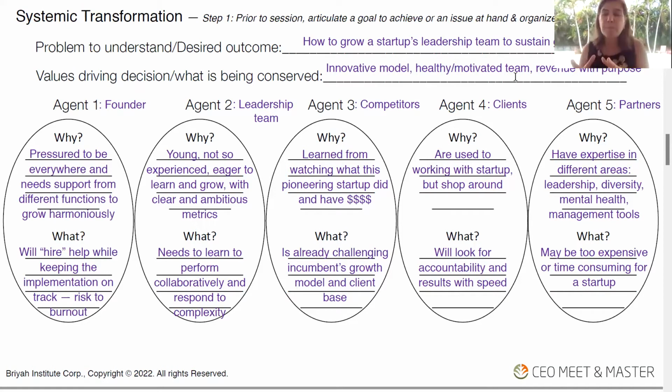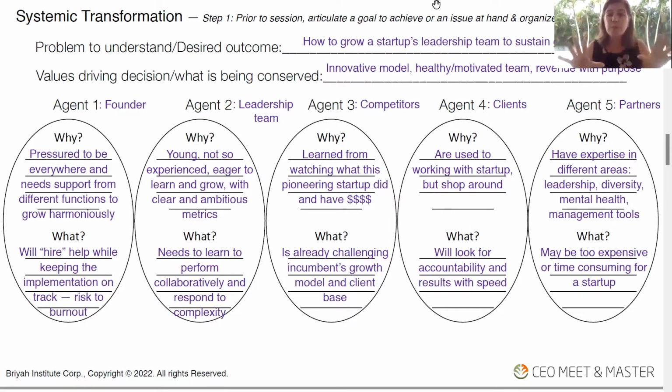The fourth group of people, agents or systems, is the client. They are used to working with the startup, but they shop around. So they are always looking for other options to go to if the startup doesn't deliver. And the fifth group is the partners. So there are partners that they can tap into, that they are tapping into already, or that they could tap into that they don't necessarily call to help.